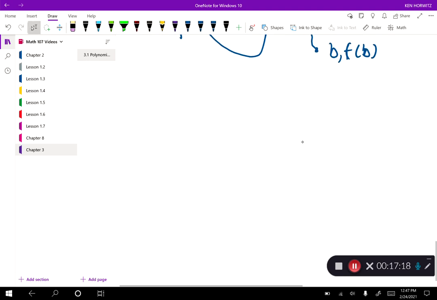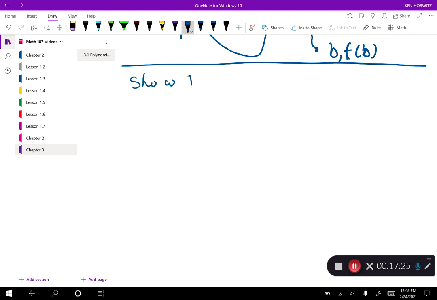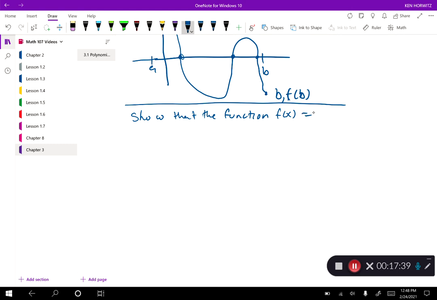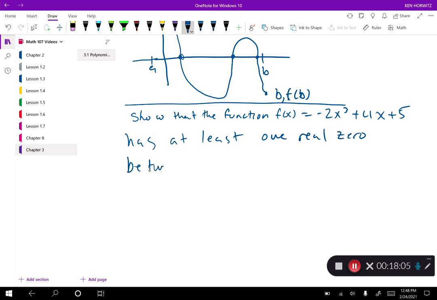so let's try an example. Show that the function f of x equals negative 2x cubed plus 4x plus 5 has at least one real 0 between 1 and 2. All right.